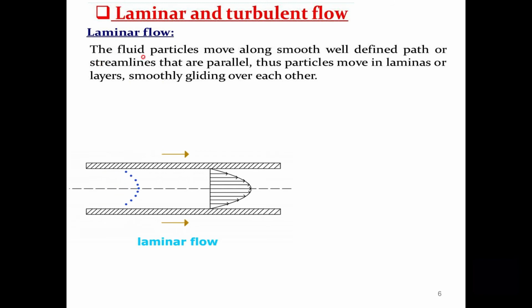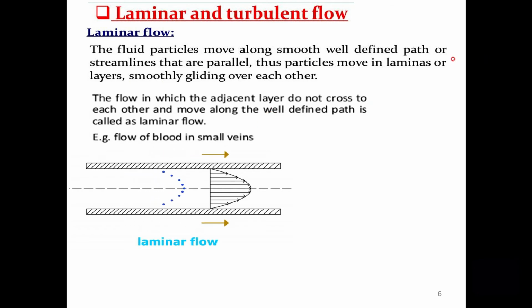The fluid particles move along a smooth, well defined path or streamlines that are parallel. So all the lines are parallel. Look here. This is one line, this is second line, third line, fourth, all are parallel to each other. They are not crossing each other. They all are moving in a well defined path, and thus the particles move in laminas, all moving in layers, smoothly gliding over each other.